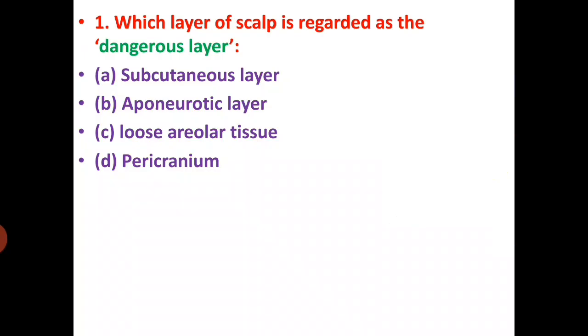The first question, which layer of scalp is regarded as the dangerous layer? Options are subcutaneous layer, aponeurotic layer, loose areolar tissue, pericranium. The answer is the loose areolar tissue.